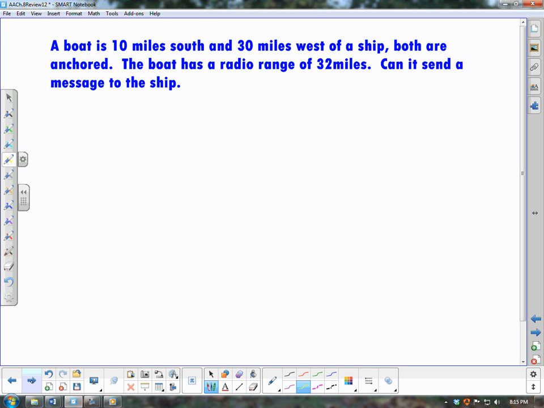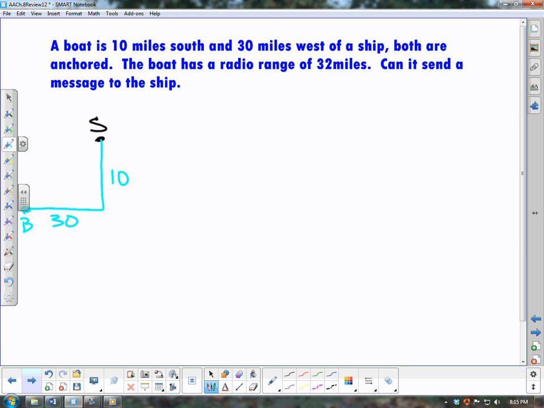All right, so now we have these questions. It says a boat is 10 miles south and 30 miles west of a ship. So here's the ship at that point. A boat is 10 miles south and 30 miles that way. Both are anchored. The boat has a radio range of 32 miles. Can it send a message to the ship? Well, here's the boat.